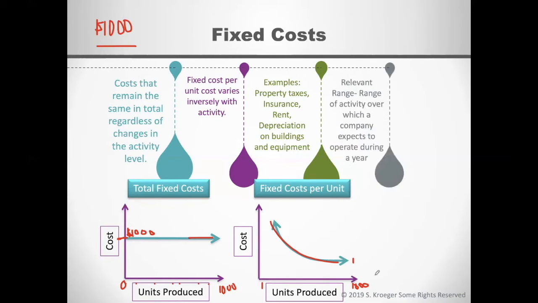When we're looking at these graphs, we're always looking at what's called the relevant range. This is the range of activity over which a company expects to operate during a year. We're usually looking at a relevant range of maybe 40 to 80% capacity. If it goes below 40, then we might start laying people off, or if it goes too high, we might have to start to build more facilities or open up more locations. So we're really looking at this like optimal range right in the middle.